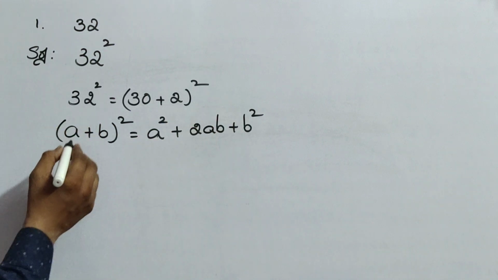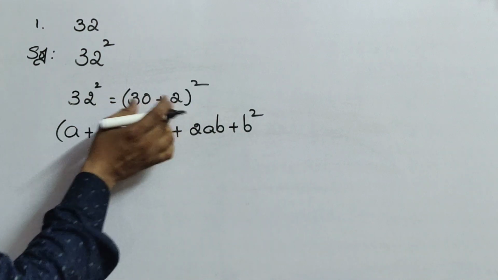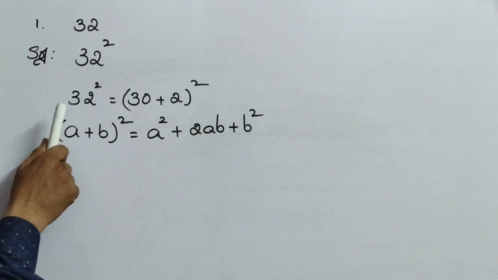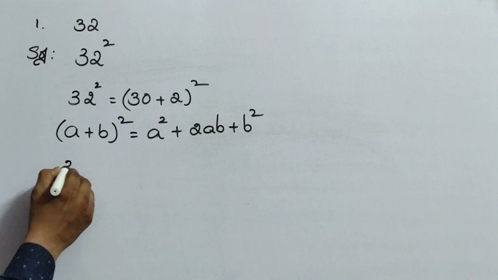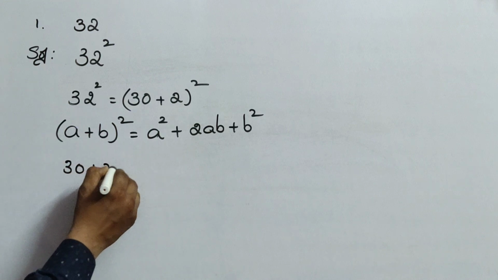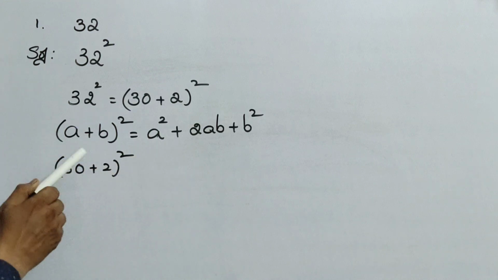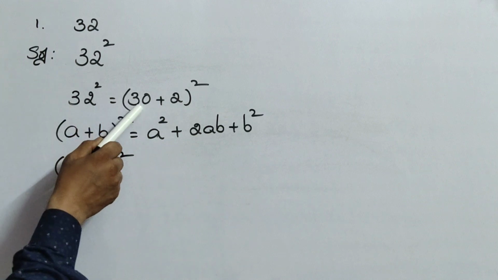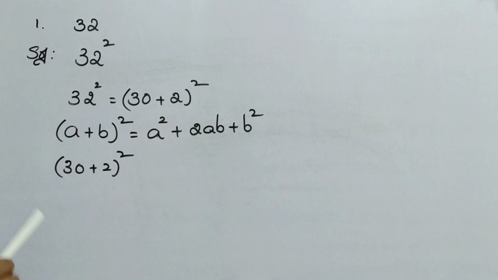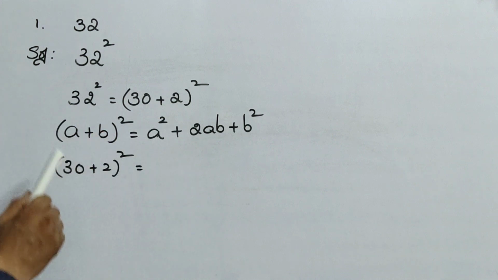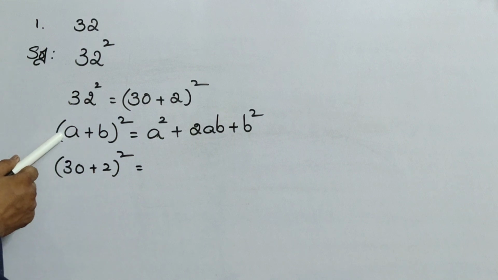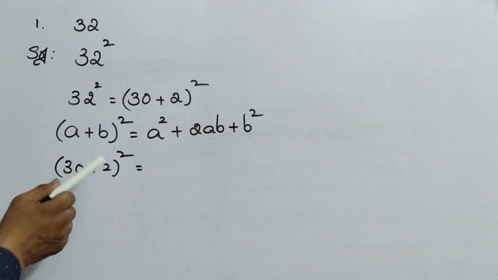Now, 30 plus 2. We have converted 32 square as 30 plus 2 whole square. Already you did this in algebra, children, same pattern here. Clearly observe here: A means 30, B means 2.